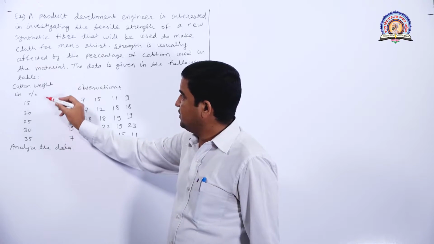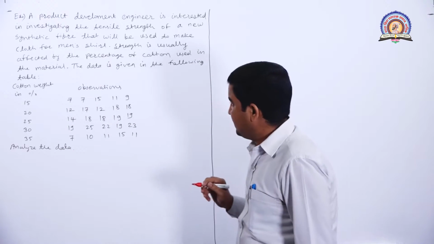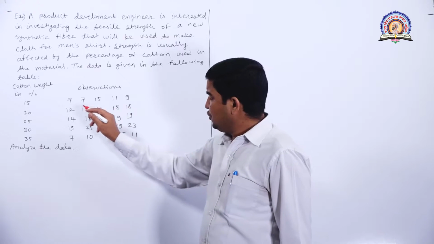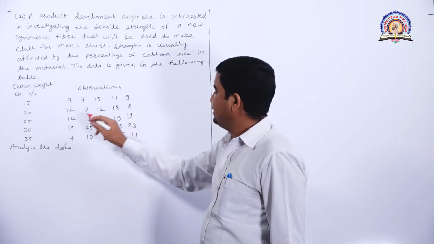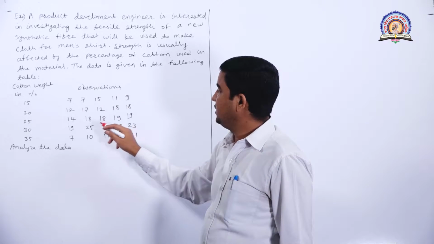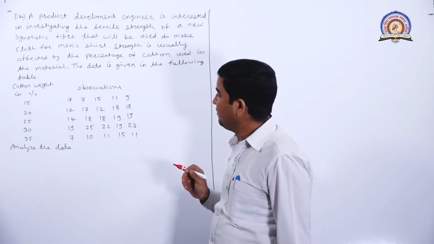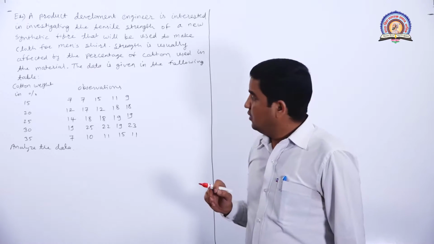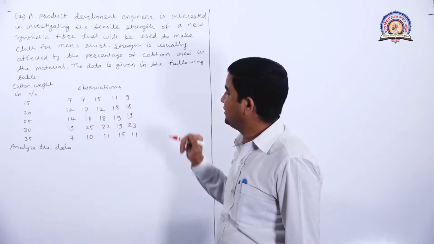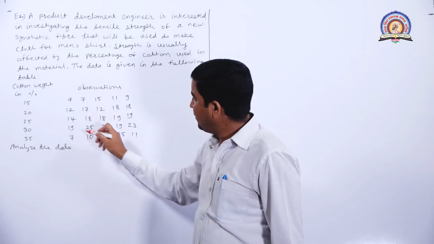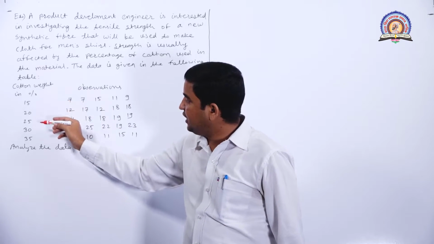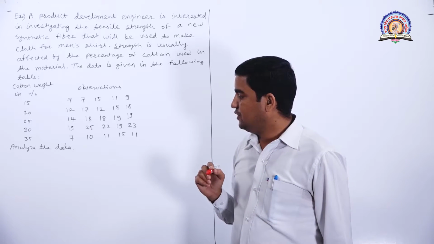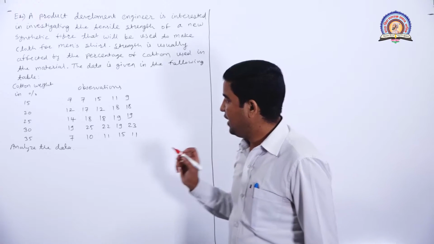We can call this a treatment because this is the cotton weight used in percentage to make cloth for men's shirts. For each treatment they took 5 observations. So n1 is 5, n2 is 5, n3 is 5, n4 and n5, all these values will be 5. Now we have to analyze this data, whether the average strength of each of these treatments is the same or not, and we solve this example using one-way ANOVA.